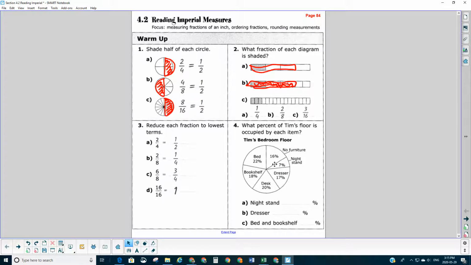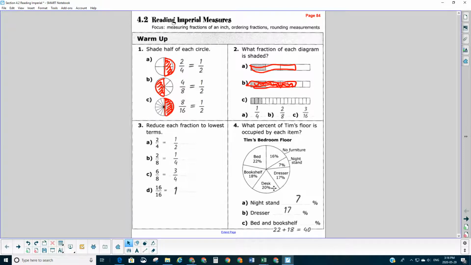And then you can imagine also that fractions and percents come into play. And so quickly we can see the nightstand is 7% of the bedroom floor. The dresser apparently is 17% of it. And the bed and bookshelf, we have the bed is 22 and the bookshelf is 18. We add that up, we get 40%.